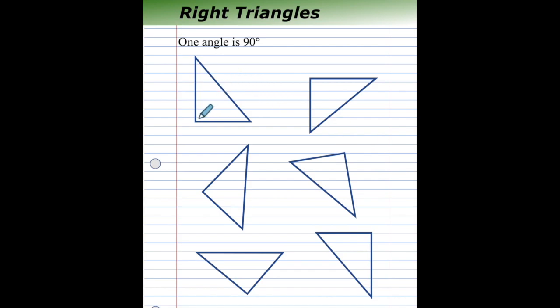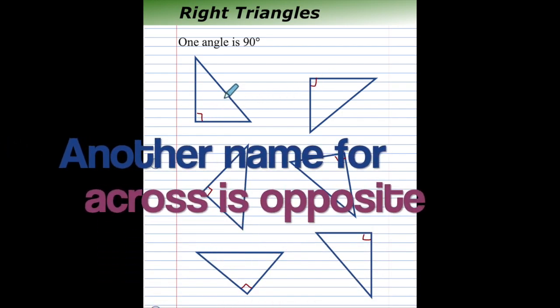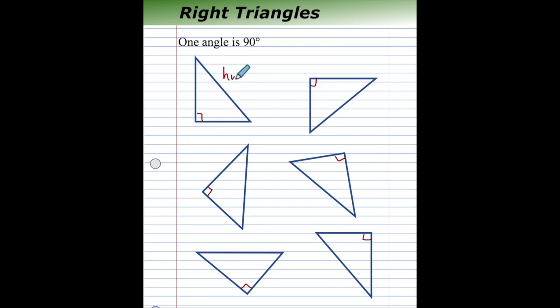Remember, they all have 90-degree angles. And across from the 90-degree angle, we have a hypotenuse. We often call the base one leg and this height the other leg. We could also label right triangles as triangle A, B, C, where C is the hypotenuse, B is a leg, and A is a leg.